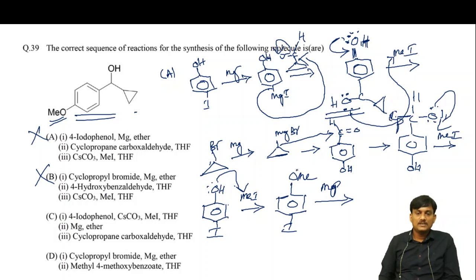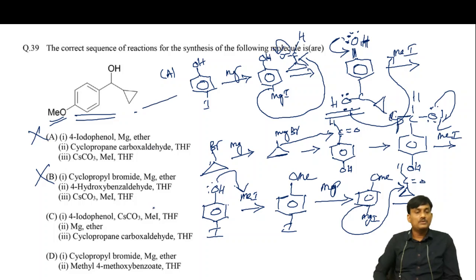So here you will get MgI. This one is OMe, MgI, and if you take cyclopropane carboxaldehyde, C double bond O, this phenyl ring attacks on this one. So finally you will get this compound.